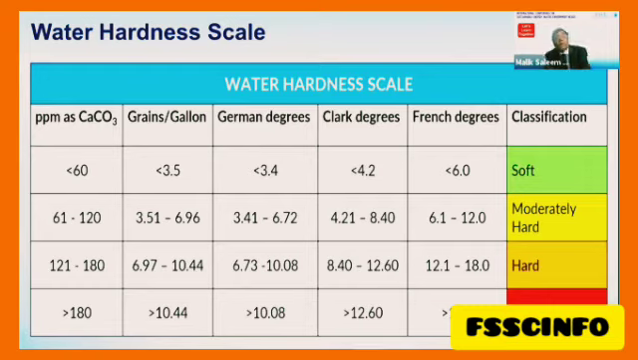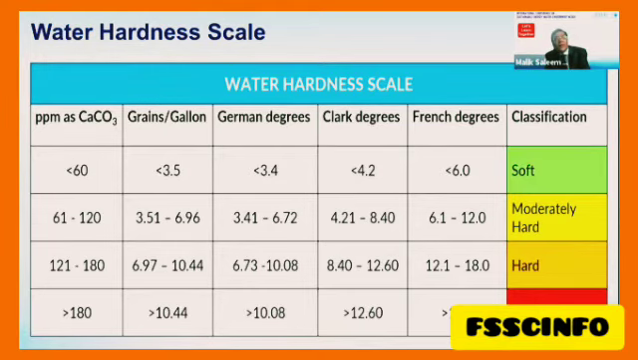Soft water is measured differently in different countries; we have different measuring units for hardness. If you see on the top, ppm as calcium carbonate is a very popular unit in Pakistan and the US, and there are also grains per gallon, German degree hardness, Clark hardness and French hardness. In these, we have conversion factors. If you see, 60 ppm as calcium carbonate is equal to less than 3.5 grains per gallon, and German hardness likewise.